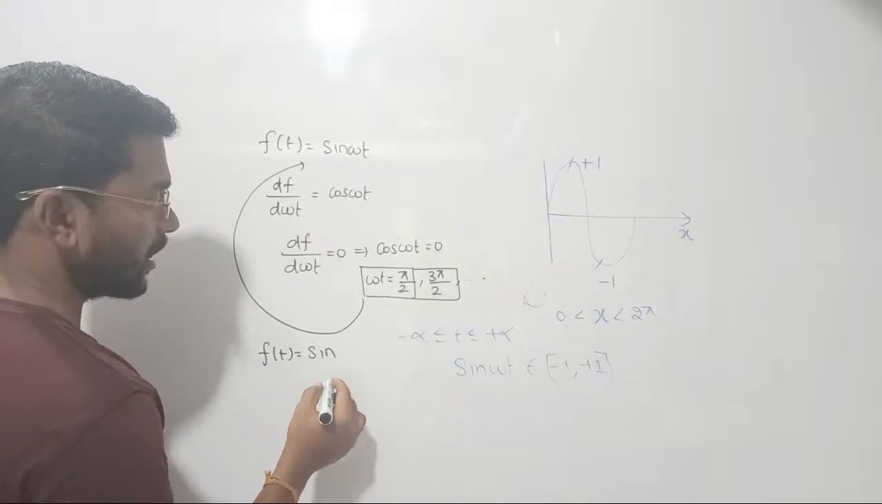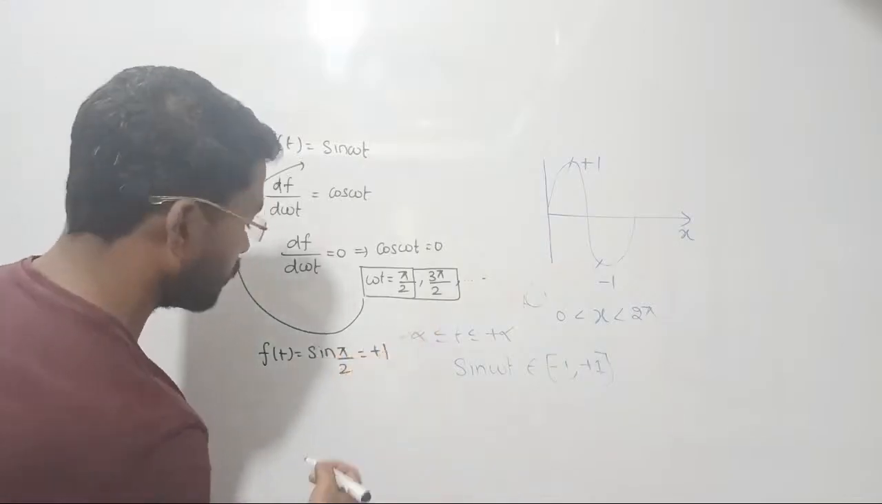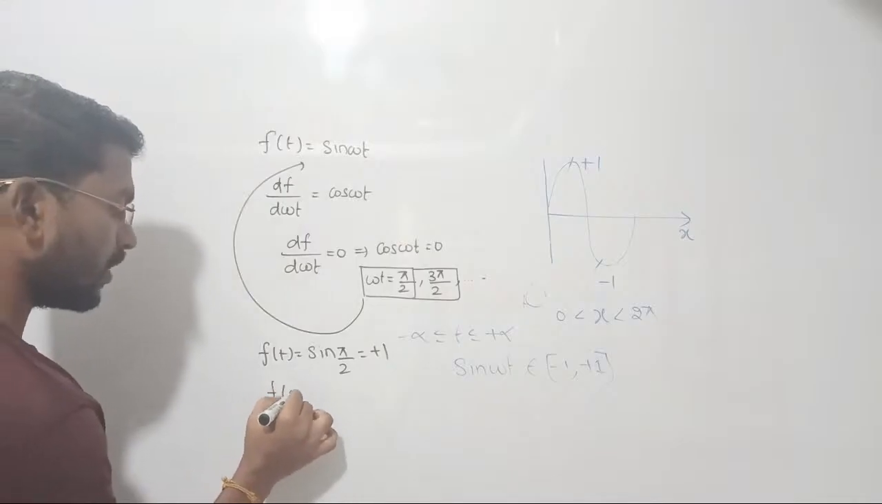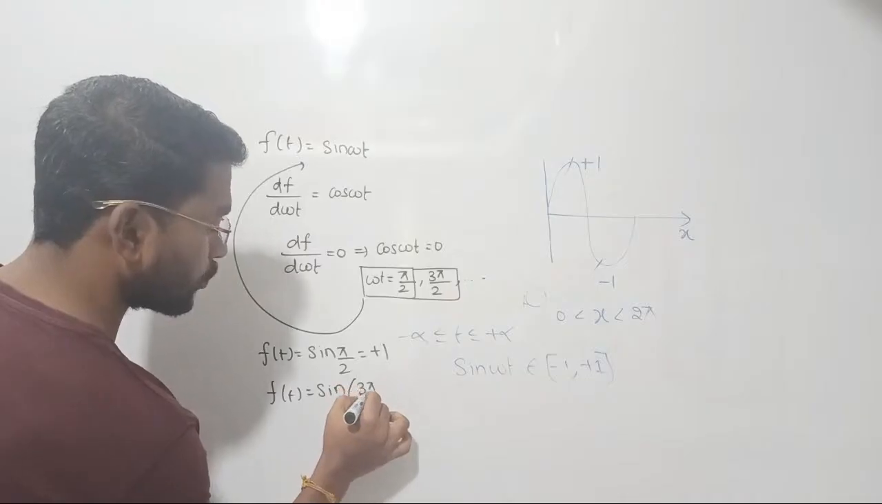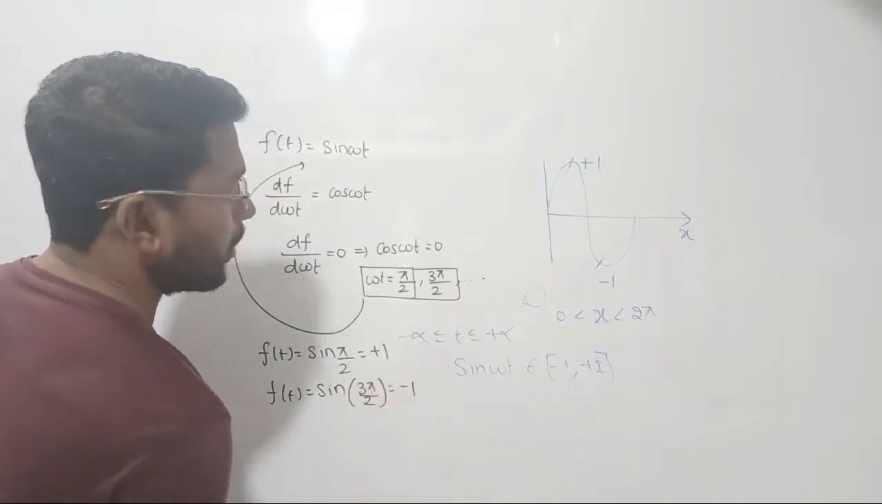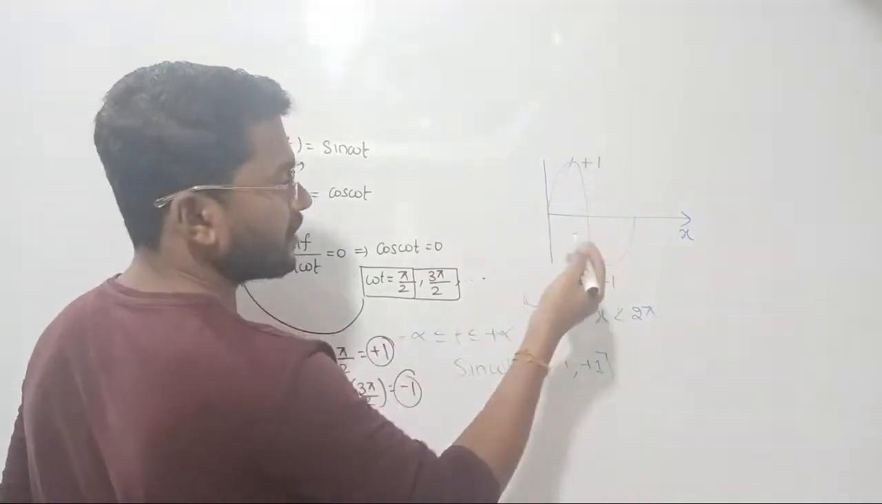What is the value of sine pi by 2? It is equal to plus 1. Similarly, what is the value of sine of 3 pi by 2? Sine 3 pi by 2 equals minus 1. So, can we obtain the maximum value and the minimum value of the sinusoidal function or not?